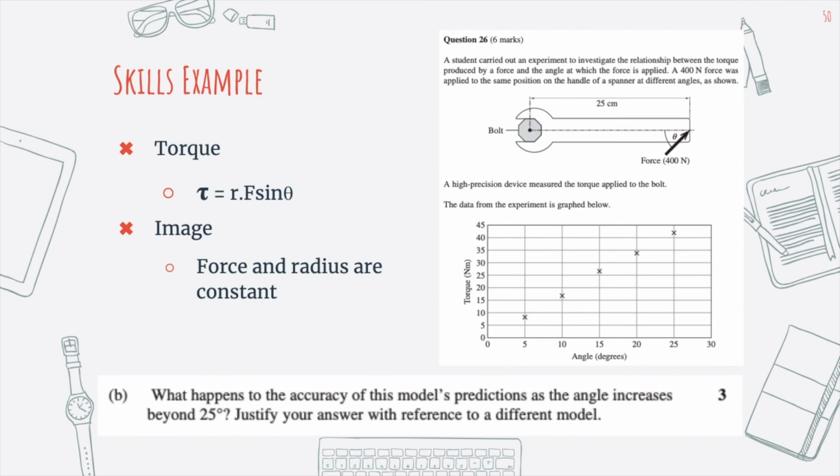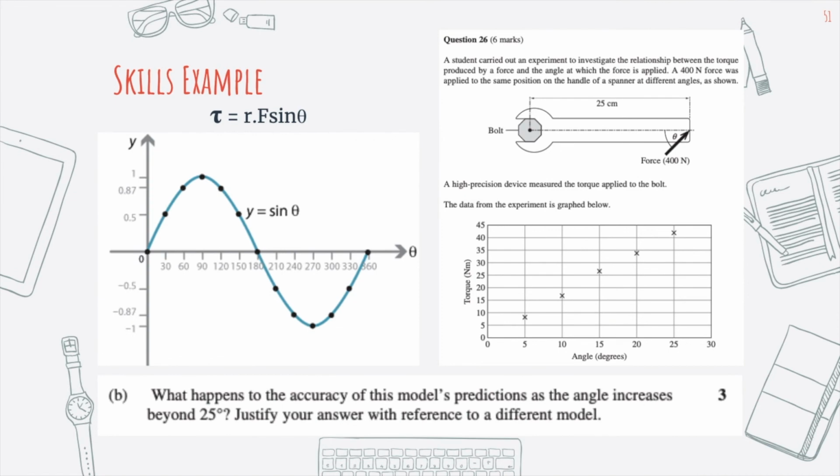So, earlier we identified that torque was given by R multiplied by force sine theta. And from the image, we can see that the applied force and the radius are constant values in this investigation. So if we use this, we can see that torque is going to be proportional to sine theta, which, using our understanding of mathematics, will result in a sine wave being produced. Now this sine wave is consistent with the student's results for what has been displayed in the graph.